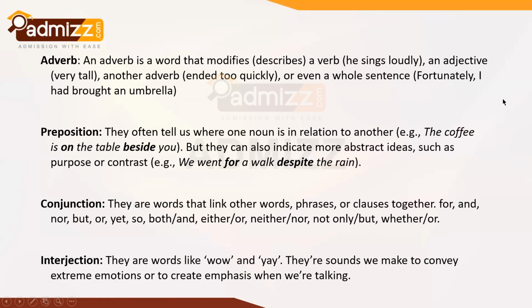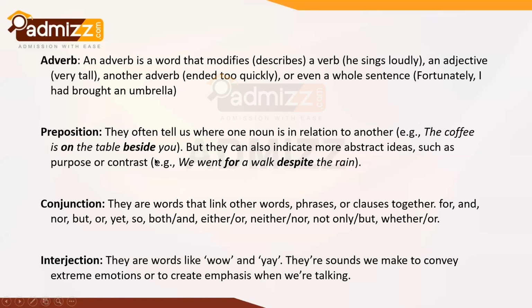Now we'll be moving on to other parts of the speech. I think I already described adverbs, so I won't be going through this. Preposition, right? So preposition is a part of speech which describes the location of a thing in simple words, right? For instance, take a look at this example, right? The coffee is on the table beside you, right? Notice the things that on and beside are fulfilling in this sentence, right?